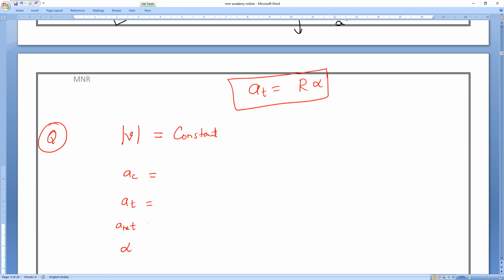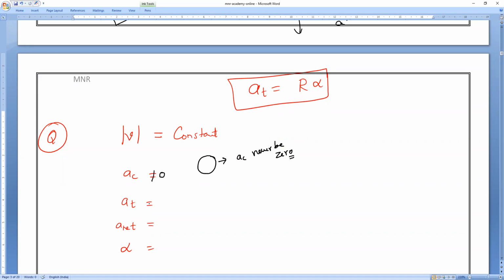I already taught you, whenever a body is said to be in circular motion, immediately one acceleration is always present. What is that, everybody? Centripetal acceleration. So centripetal acceleration will never be equal to 0. Whenever the body is in circular motion, some acceleration is always present, and that acceleration will never be 0.